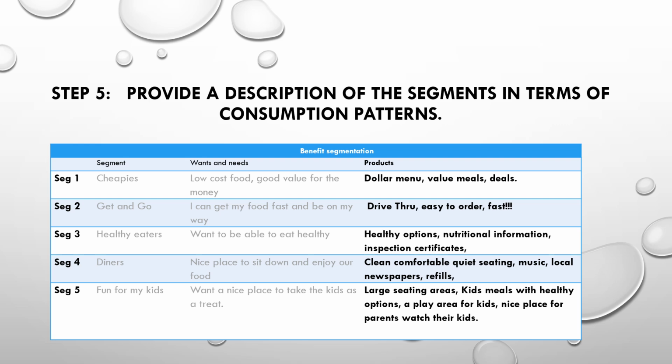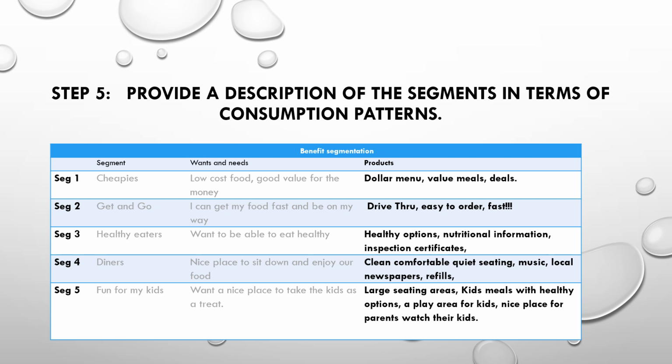The second segment is the get and go segment. Well, for them, it's absolutely essential that we have a drive-through and make it easy to order and fast. You'll notice now that even some Subway restaurants now have drive-throughs. And the idea behind a drive-through is that I can sort of get my food and be on my way.